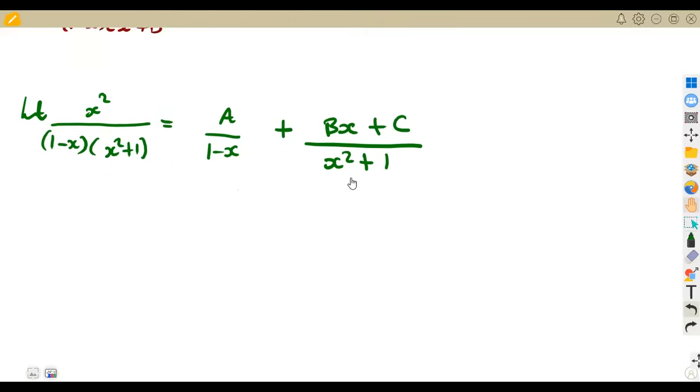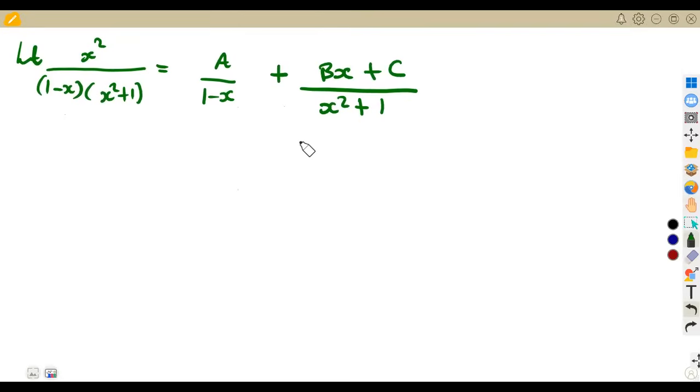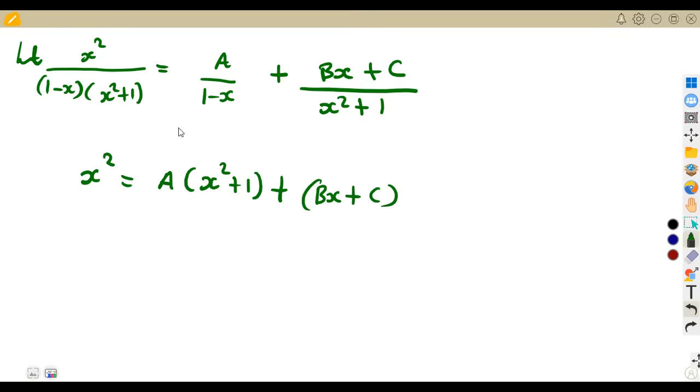So meaning to say, we can now equate. Remember, I said that at this stage, you're going to equate the numerators. So from the left-hand side, our numerator is x squared, which is equal to, here we've got a into, we cancel 1 minus x, and 1 minus x was going to cancel, which means we're going to remain with x squared plus 1. So this will be a bracket of x squared plus 1, plus the numerator here, which is bx plus c. So there we have bx plus c. This was going to cancel x squared plus 1, meaning to say you were going to remain with 1 minus x. So you're going to multiply with 1 minus x like that. I hope at this stage you understand it.